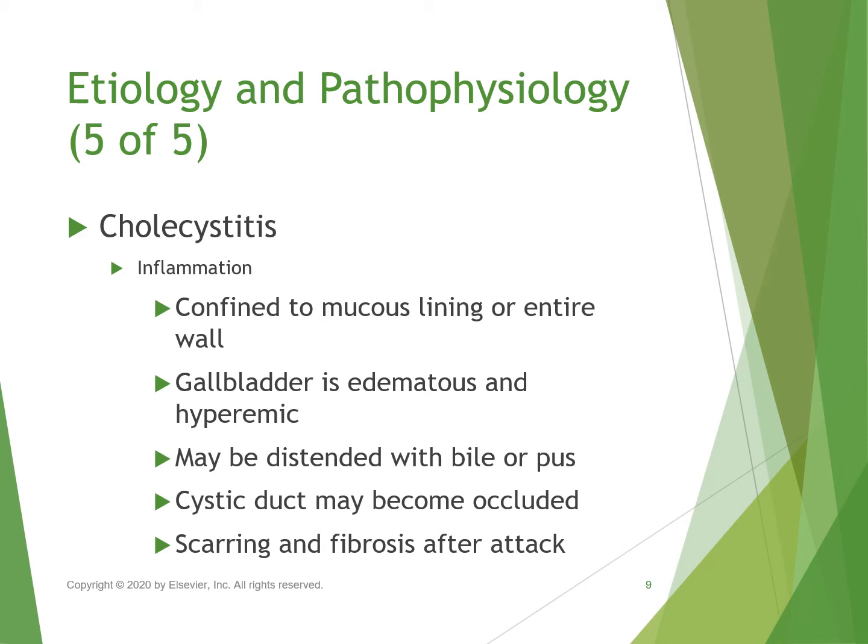With cholecystitis, again, this is inflammation. This inflammation can be confined to the mucus lining or the entire wall of the gallbladder. So you have a gallbladder that becomes edematous, and it may even become distended with that bile or pus drainage if it becomes infected. And then long term, we worry about scarring and fibrosis after one of these attacks.